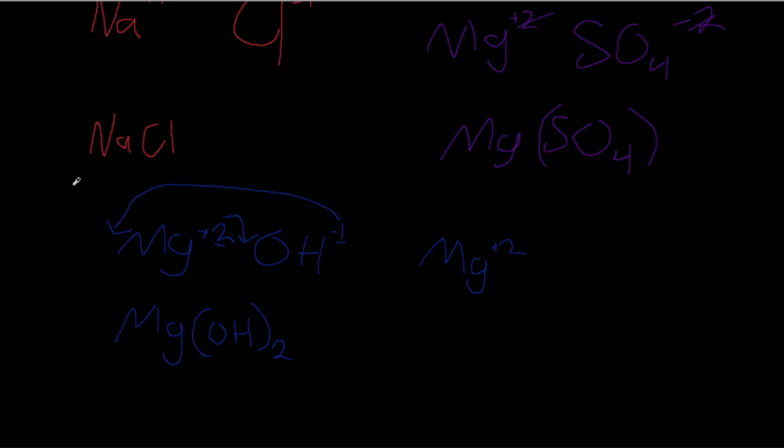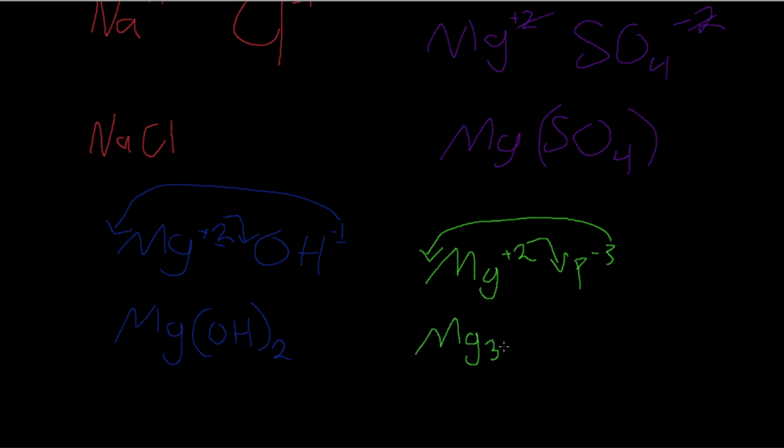Mg +2, phosphorus -3. So then we do the same thing, cross and drop. Bring the 3 to the front of there, bring the 2 to the front of there. And then you are left with Mg3P2. There you go. Cross and drop. Pretty darn simple.